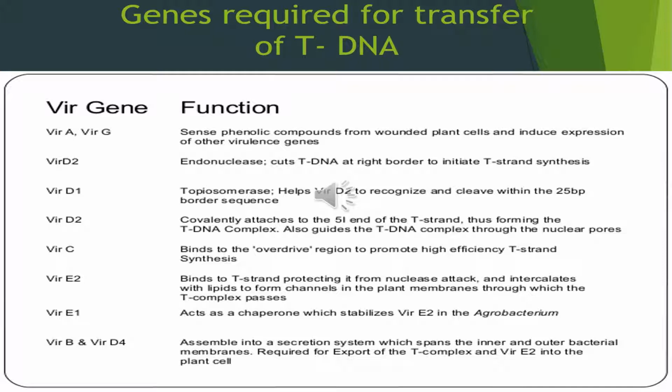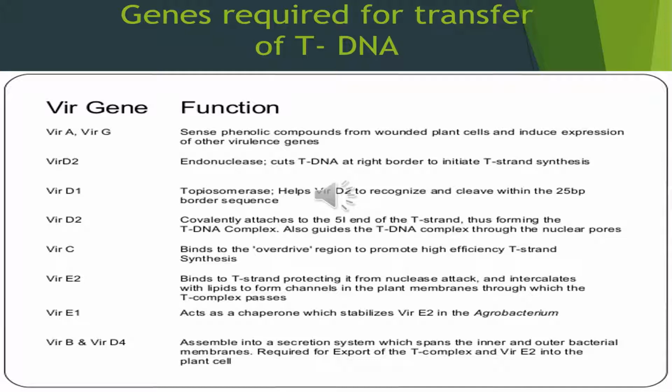VIR-D1 and VIR-D2 act as an endonuclease. VIR-D is responsible for the virulence activity of the bacteria. You should all remember that this VIR-D is the most important virulence gene that will be responsible for the virulence activity in the plant. VIR-D2 prevents the attack of exonuclease at the 5' end of tDNA and plays a role in cutting the phosphodiester bond and guides the tDNA complex through the nuclear pore.